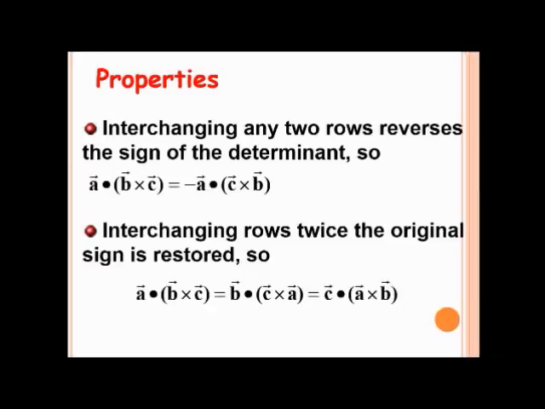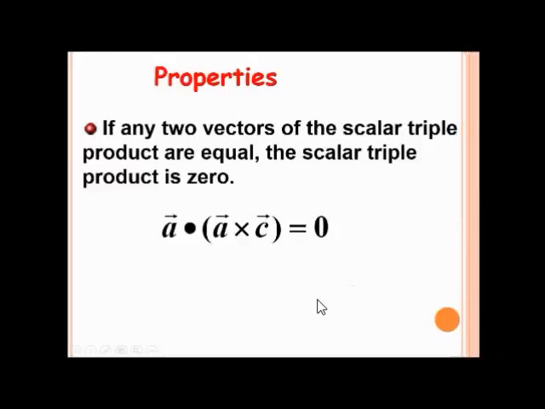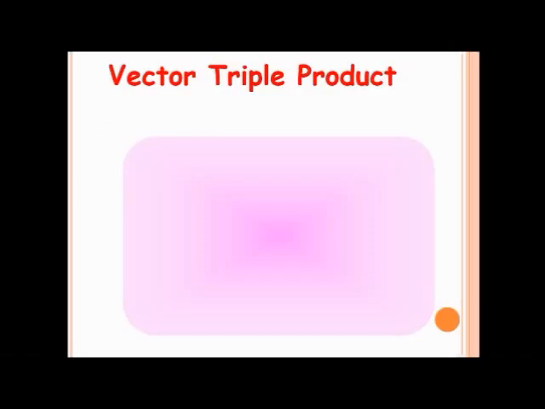Now here also we'll talk about some properties. Interchanging any two rows reverses the sign of the determinant. So A dot B cross C is equal to minus A dot C cross B, and interchanging the two rows twice, the original is restored. That means A dot B cross C is equal to B dot C cross A, and that is equal to C dot A cross B. Now if any two vectors of the scalar triple product are equal, then the scalar triple product is 0.